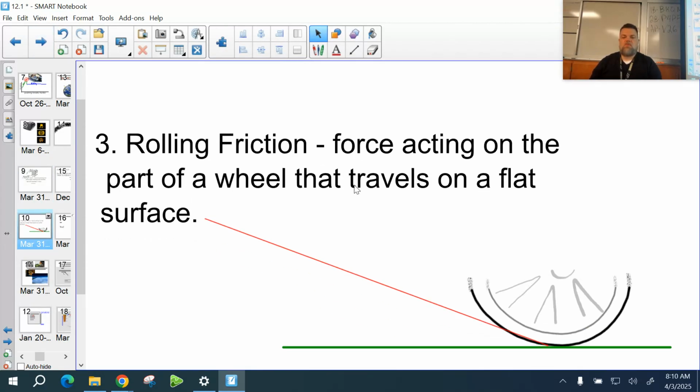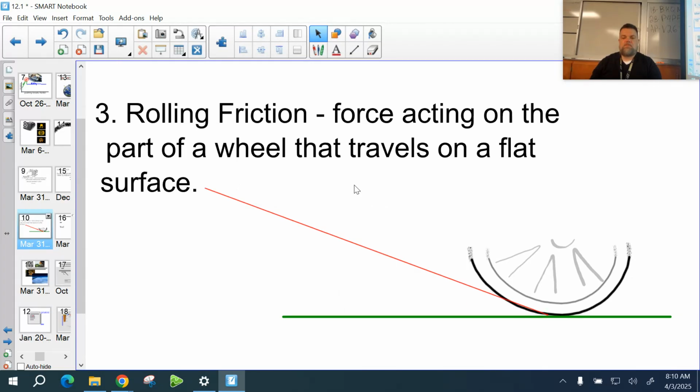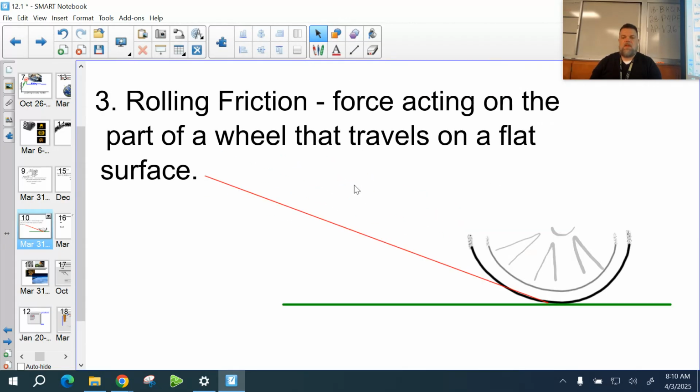the next one is called rolling friction. And just think of like a wheel on a car. So this is the force acting on part of a wheel that travels on a flat surface. So there's a little friction between the tire and the surface where they make contact. But because the wheel is rolling, rolling friction is very minimal, right? But it still exists.